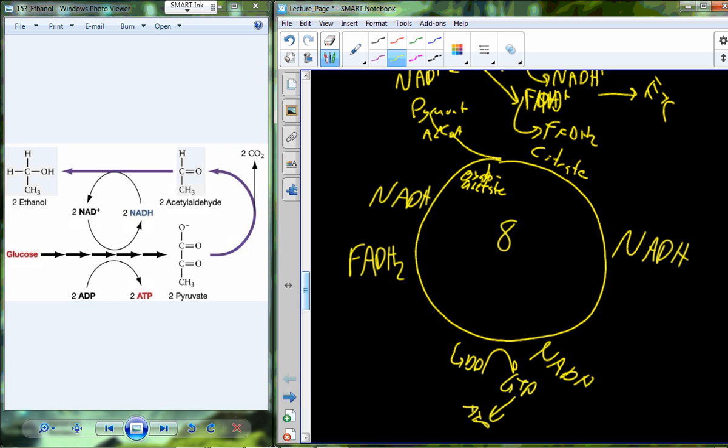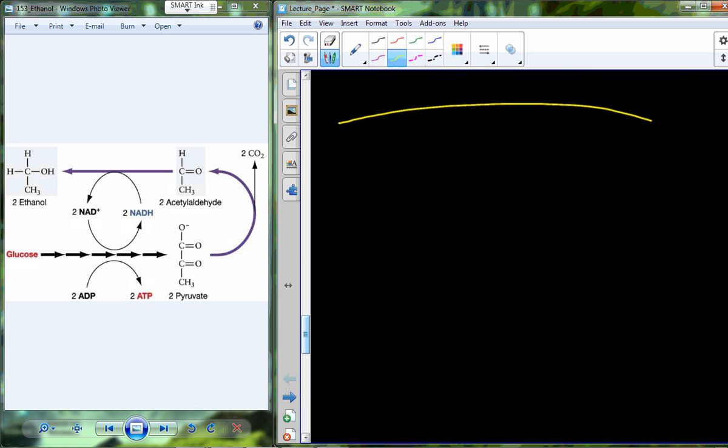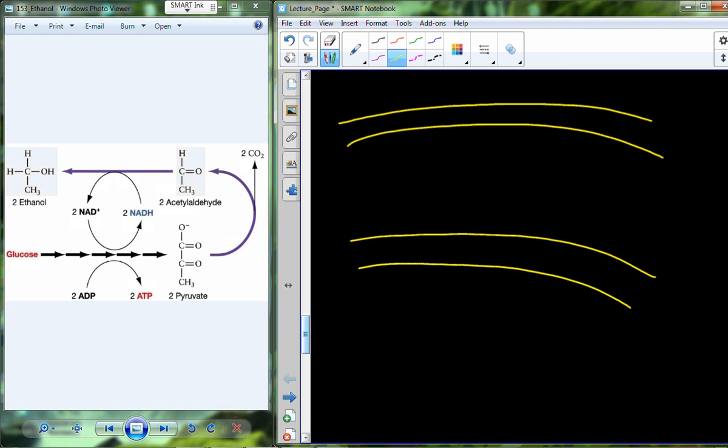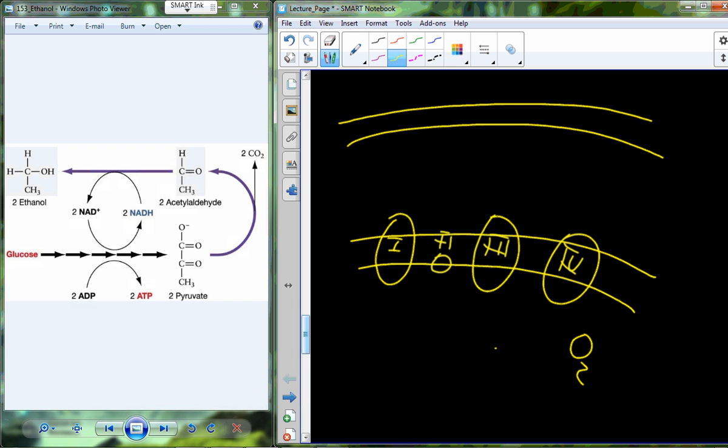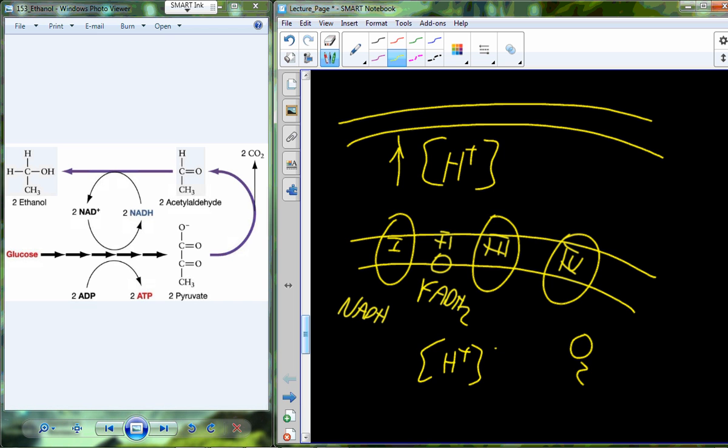And then the last step, if I have time, well, I don't really, would be just to model out the mitochondria: outer membrane, inner membrane, intermembrane space, matrix, four different complexes, one, two, three, four, oxygen at this side, electrons being donated here by NADH and FADH2, hydrogen concentration increasing here, hydrogen concentration decreasing here as they're pumped through, and then at the very end, my ATP synthase.